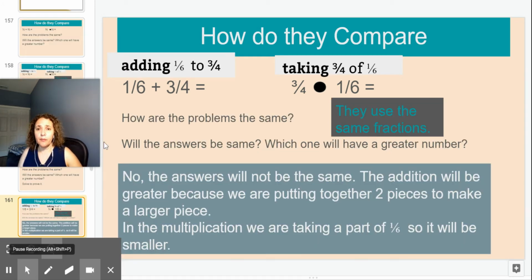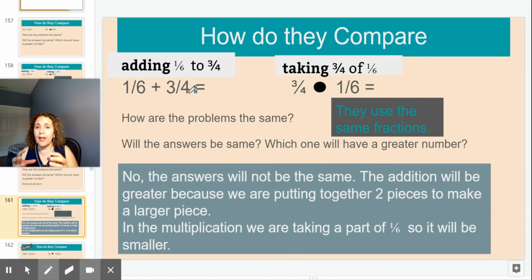Okay, so in this case, I'm adding 1/6 to 3/4, right? So we're adding. So when you add, it's got to get bigger. So will the answers be the same? No. How are the problems the same? Well, we use the same fractions, right? We just have them in reverse order, but it's still the same fractions. 3/4 times 1/6, you're taking 3/4 of 1/6. So no, the answers will not be the same. The addition problem will be greater because we're combining two things to make a larger thing, right? In the multiplication, we're taking a part of the 1/6, so it's going to be smaller.